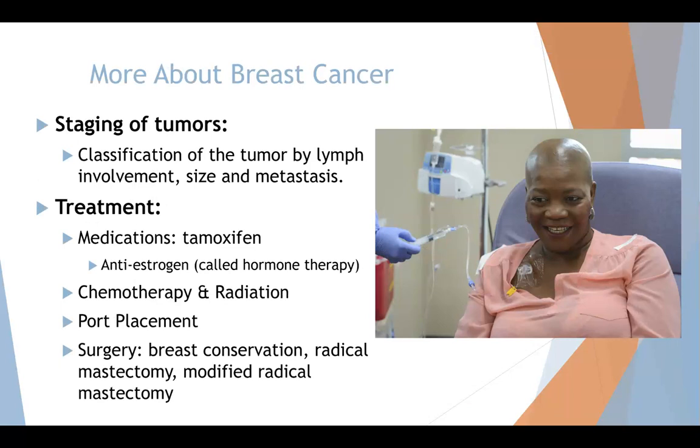So staging of tumors depends on the size of the tumor, the lymph involvement, and if it's metastasized, meaning has it spread to other tissues. Breast cancer tends to develop into lung cancer. Those cells migrate from the breast tissue through the lymphatic system into the lymph nodes, continuing through the lymphatic system to somewhere else, and it typically lands in the lungs or something like that.